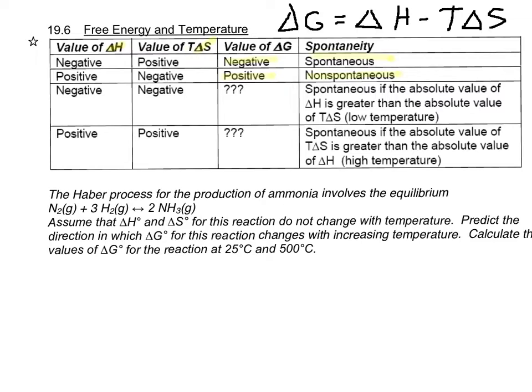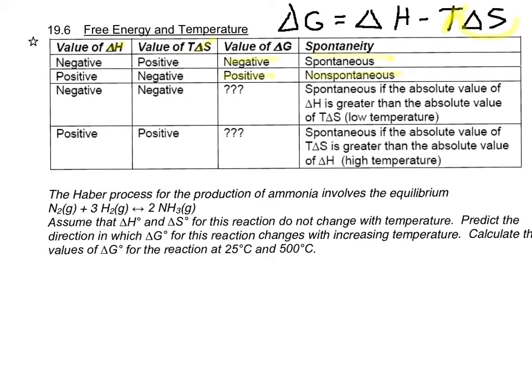So let's take a look at this example down here. This has two parts. The first part asks us to predict the direction in which the free energy for this reaction changes with increasing temperature. Now, if the temperature is increasing, then what that does to delta G is all about delta S, if delta S is positive or negative. So we have to look at the equation here and decide if delta S is positive or negative.